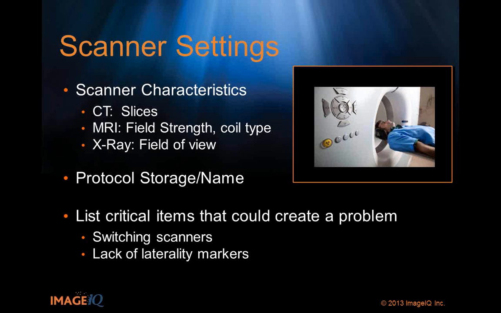CT and MR are really straightforward, loaded on the scanner, and kind of autopilot to a little extent. The last thing is critical items that can create a problem, and a couple of things here really stand out to us. We're really spoiled by technology.